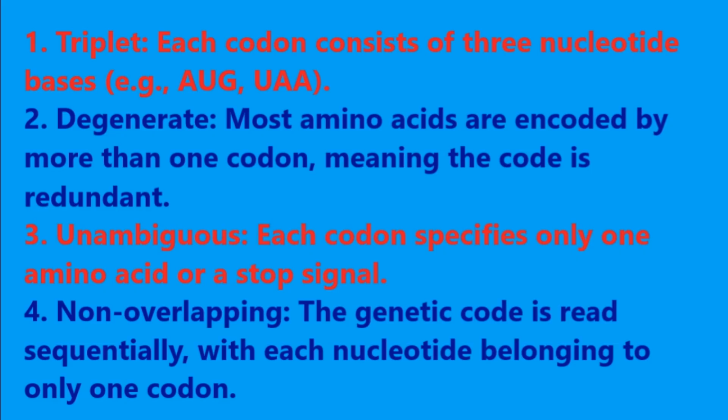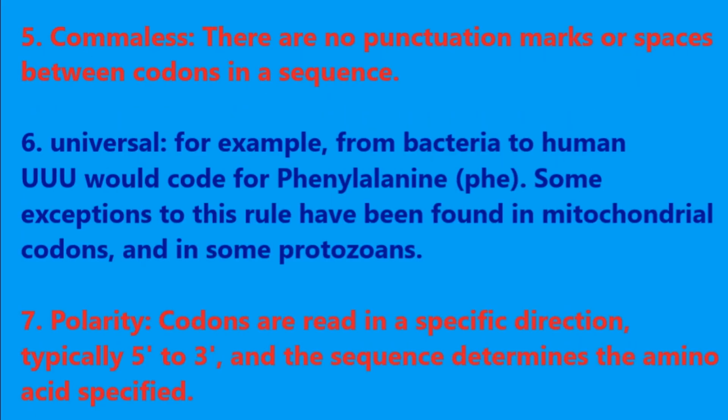Fourth, non-overlapping. Each nucleotide is part of only one codon. Codons are read one after another without sharing bases. Fifth, commaless. The genetic code has no punctuation marks. Once translation begins, codons are read continuously without gaps.